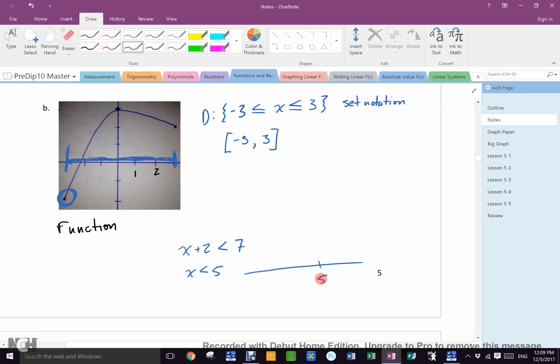I taught my class what you're supposed to do at the end of this. Simplify. You make the graph. What kind of dot do I put there? The open one. Open dot, because 5 is not included.